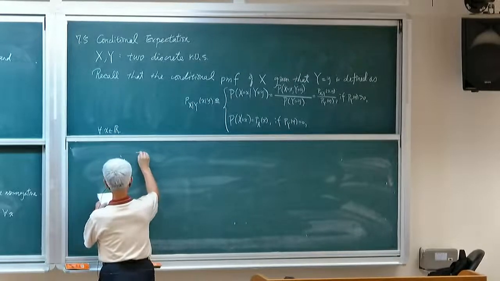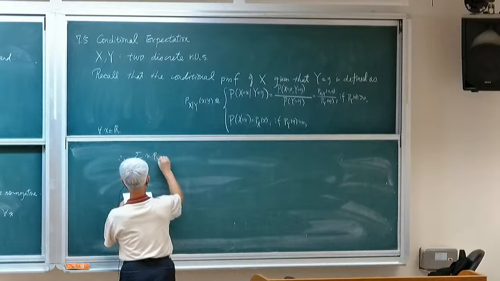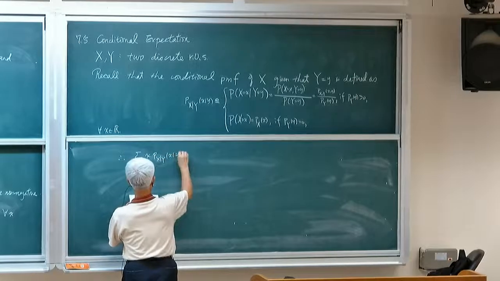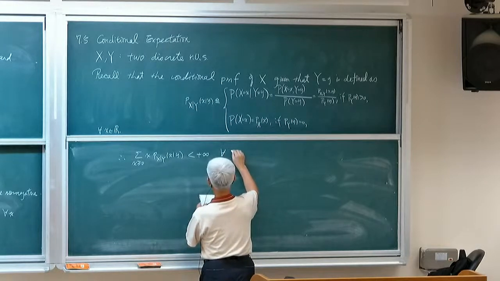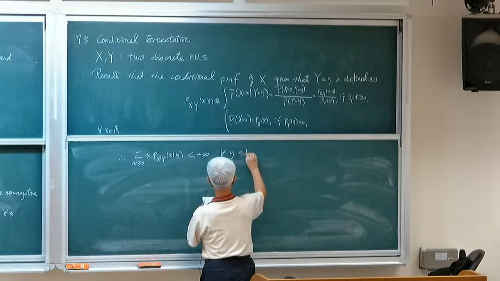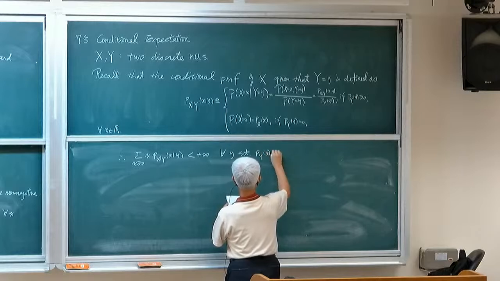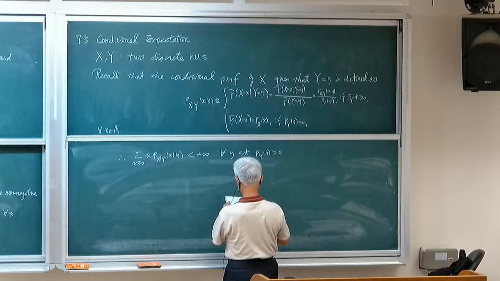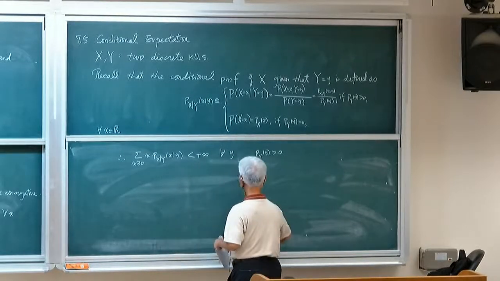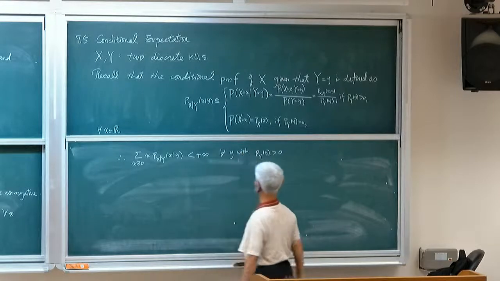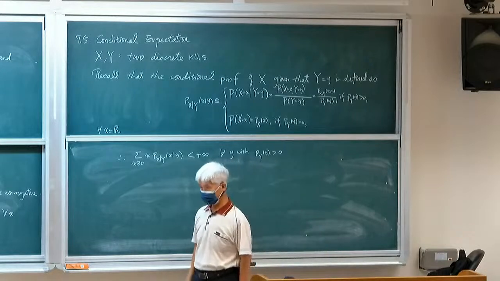So that summation over x of x p is finite for all y such that P_Y(y) is greater than 0. Okay. Is that okay?